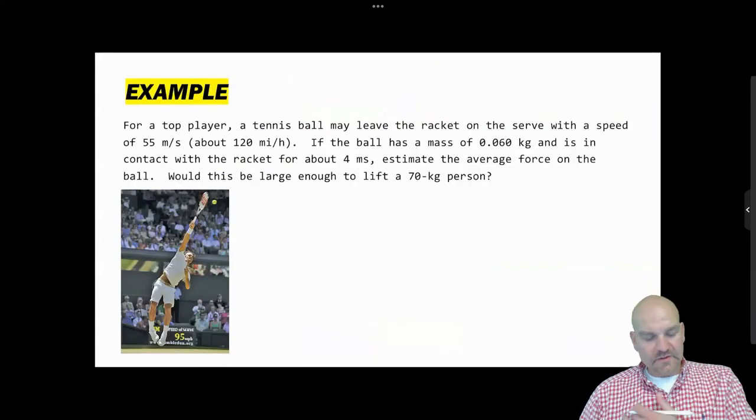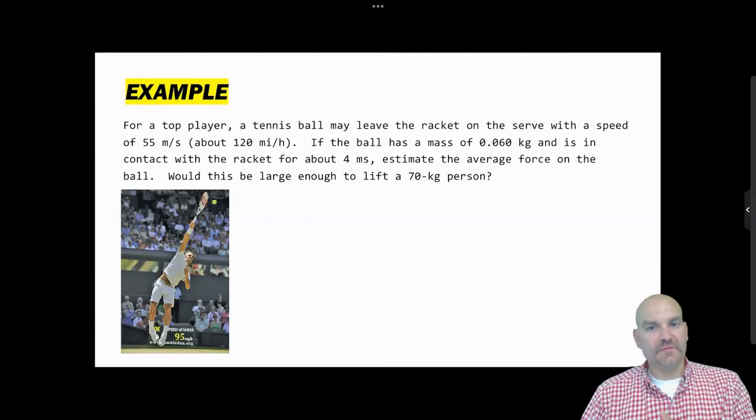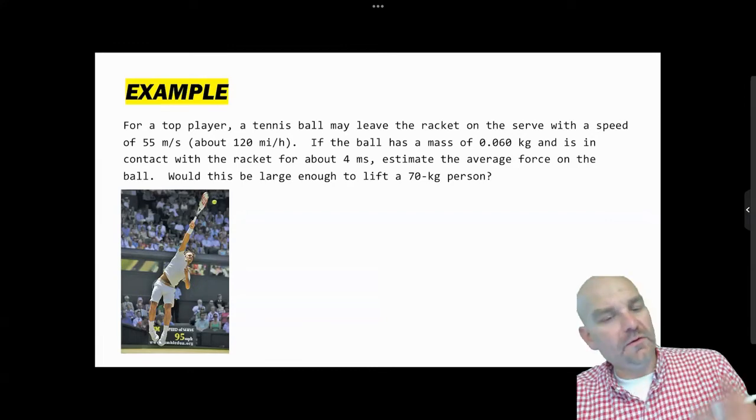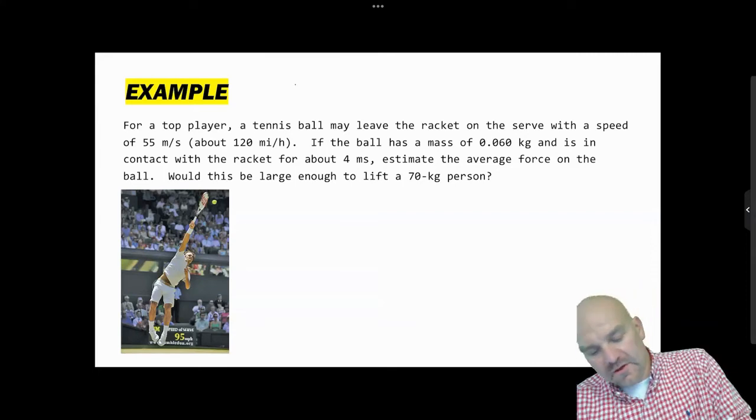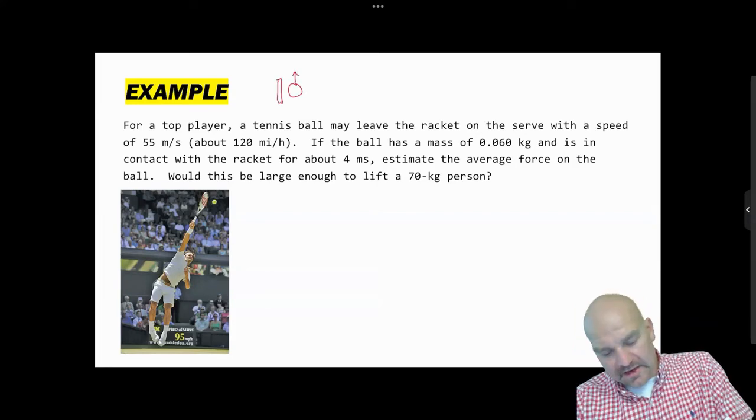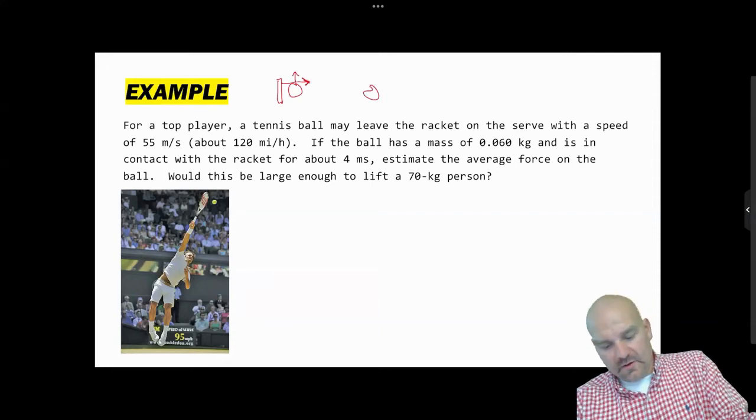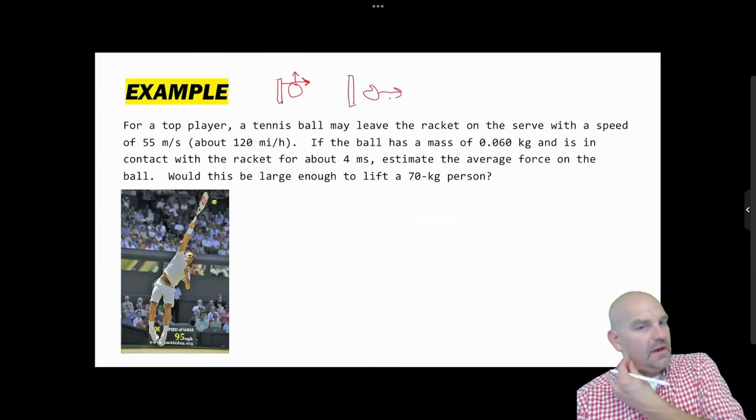So here's an example. For a top player, a tennis ball may leave the racket with a speed of 55 meters per second, which is about 120 miles per hour. If the ball has a mass of 0.060 kilograms and is in contact with the racket for about 4 milliseconds, estimate the average force on the ball. The second question is, would this be large enough to lift a 70 kilogram person? When you serve, the ball is traveling upwards, but you have to remember the racket will exert a force linearly, and then it's going to cause the ball to change its position that way.